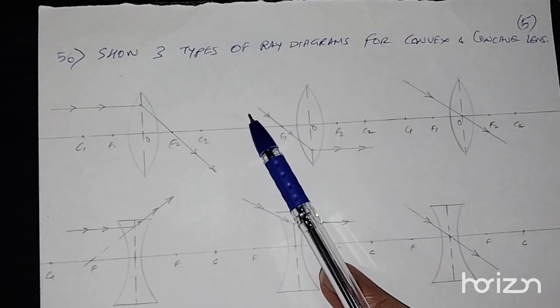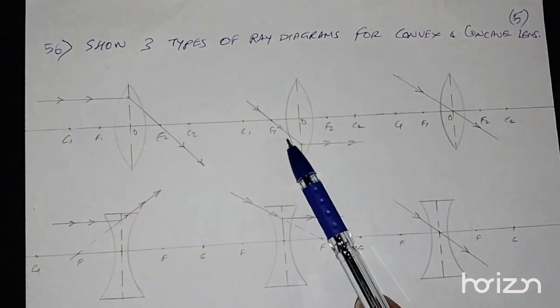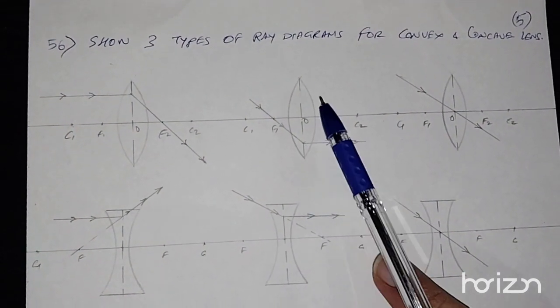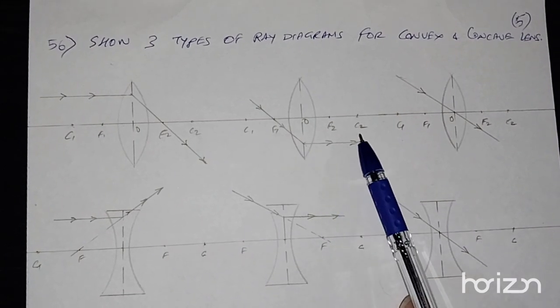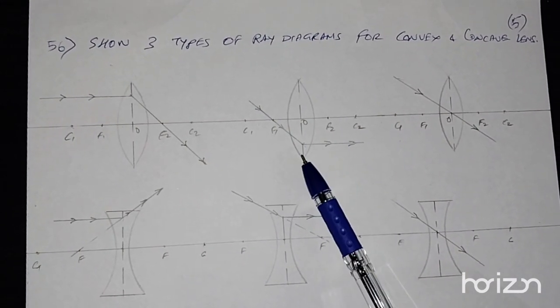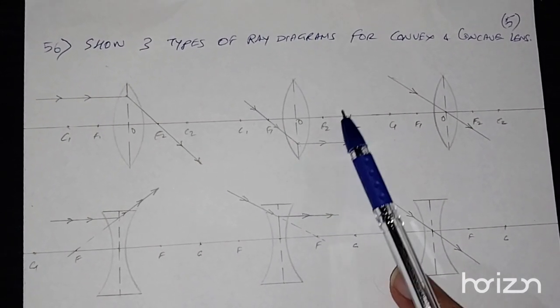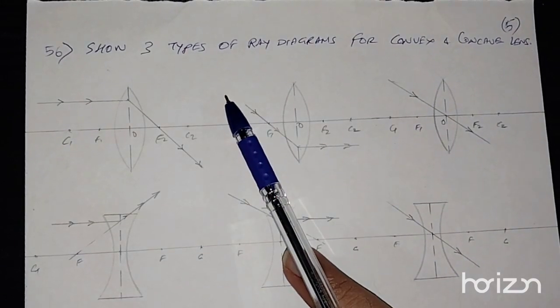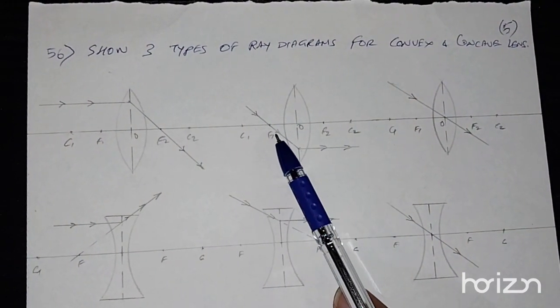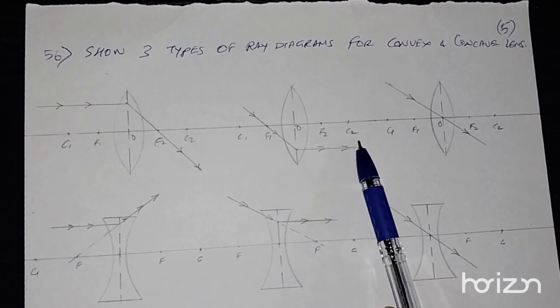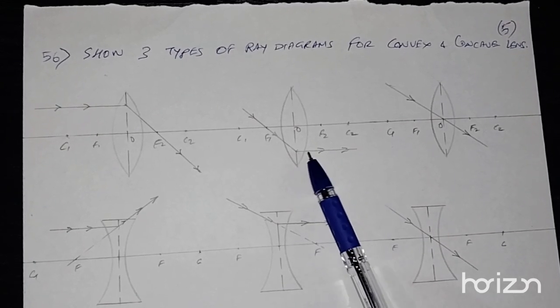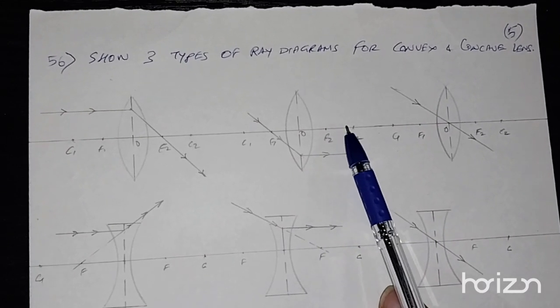The second type of ray is, if you shoot a ray through the focal point on one side, the convex lens will bend it in such a way that it becomes parallel to the principal axis. See this ray, you have shot it through the focal point. The lens will bend it such that it is now parallel to the principal axis.